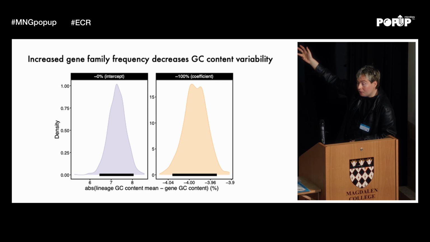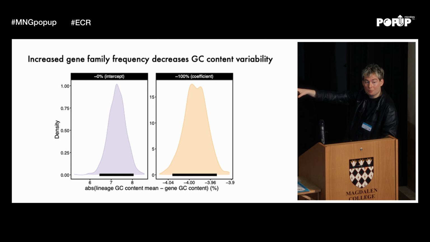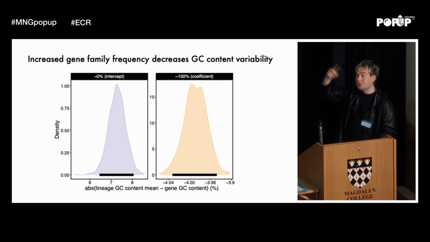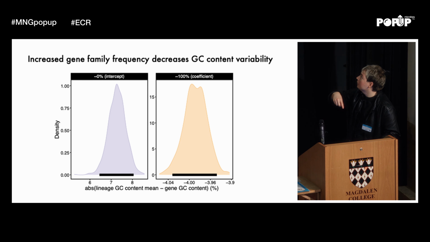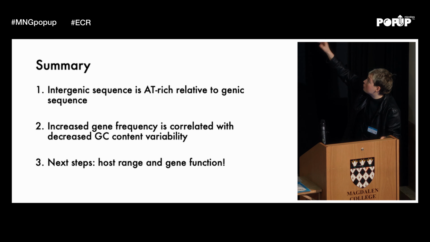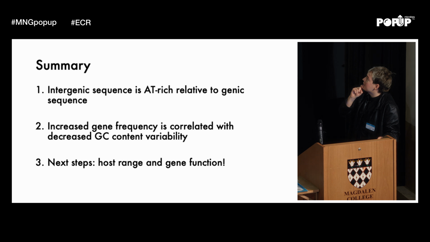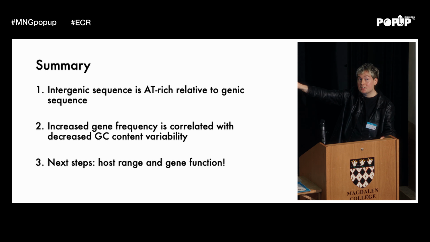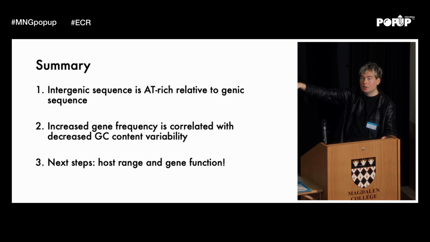What's driving that? Well, I think that's our next question, right? Is there a strong purifying selection acting on these core genes? Potentially. Is that pushing it towards some sort of lineage optimum? Potentially, right? Or is it because a homogeneous backbone is generally more stable as it moves around a bacterial population? So where do we go next? Well, we've got the result in our back pocket, right? This intergenic sequence is AT-rich. And we've got this idea that as we're increasing in frequency, we're becoming more homogeneous.